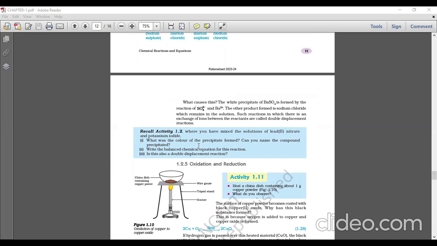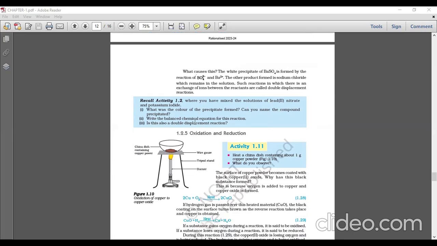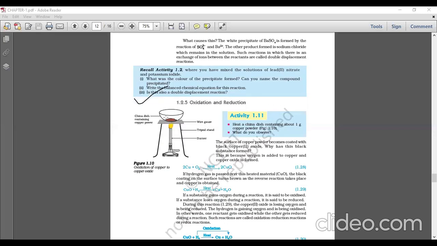That also I had made a video. Please watch the videos, then you will understand, and try to answer the questions given on this page. And next one, oxidation and reduction reaction. I have made a very simple video, a trick to remember oxidation and reduction, what is oxidation, what is reduction, by using AR Rahman. That video is also uploaded. Please watch that video.